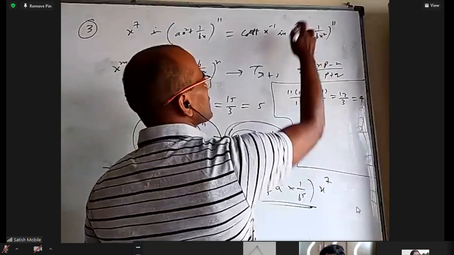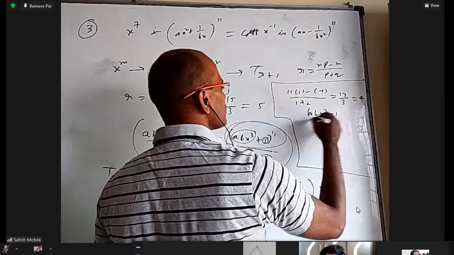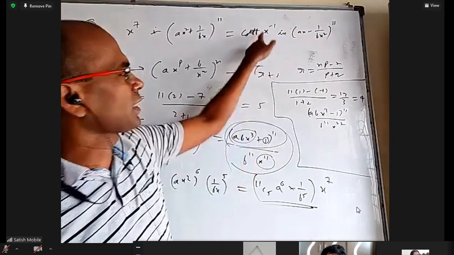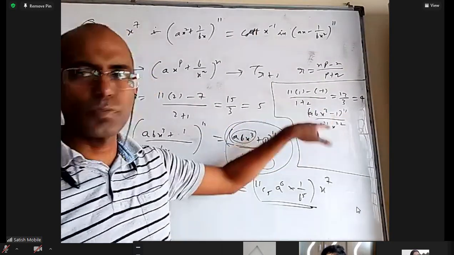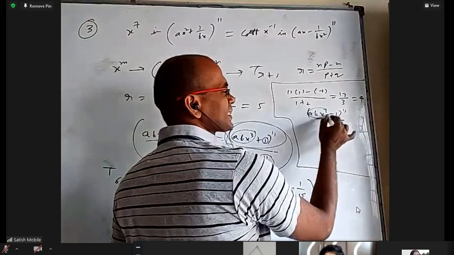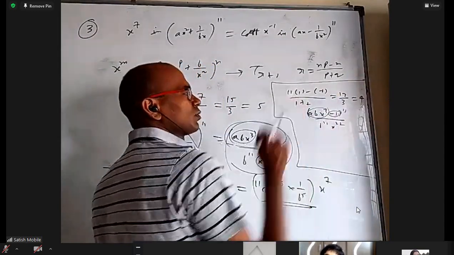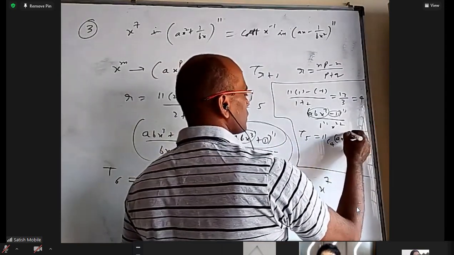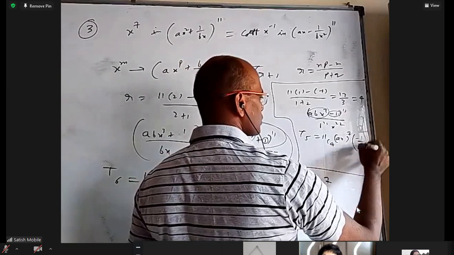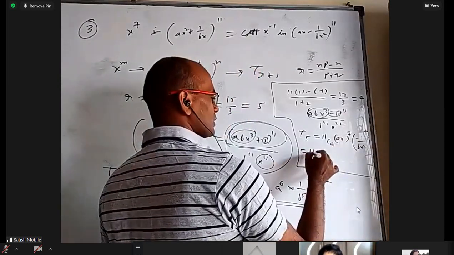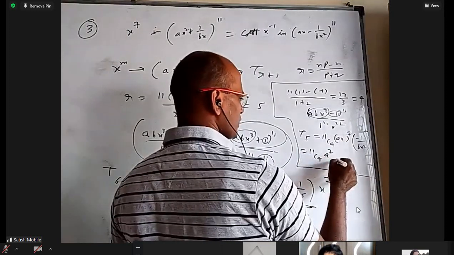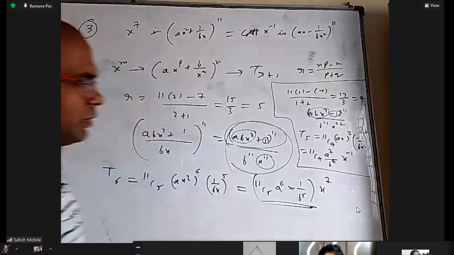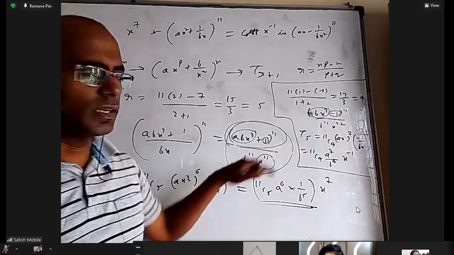Or you take LCM here, you will get (ab x cube minus 1) whole power 11 by b power 11 x power 22. In this total, I want minus 1, but already here x power 20, which means I want x power 21 here. If I want x power 21, I have to take power 7 here, power 4 here. That is exactly r equal to 4. Your T5 will be 11C4 (ax) whole power 7 (minus 1 by bx square) whole power 4, which is 11C4 a power 7 by b power 4 into x power minus 1, that too positive, not a negative. Okay.